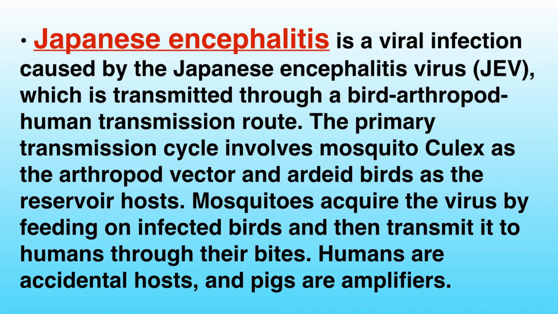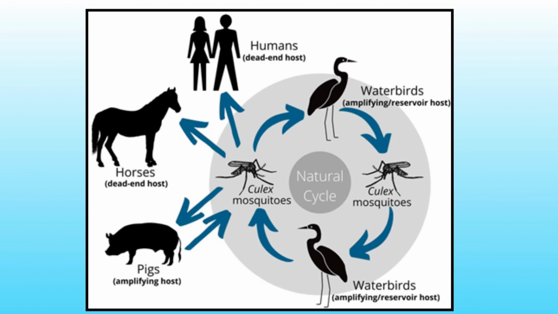Japanese encephalitis is a viral infection caused by the Japanese encephalitis virus, which is transmitted through a bird arthropod human transmission route. The primary transmission cycle involves Culex mosquito as the arthropod vector and ardeid birds as the reservoir hosts. Mosquitoes acquire the virus by feeding on infected birds and then transmit it to humans through their bites. Humans are the accidental host and pigs are amplifiers. So this is the natural cycle of Japanese encephalitis, where everything begins from Culex mosquitoes.